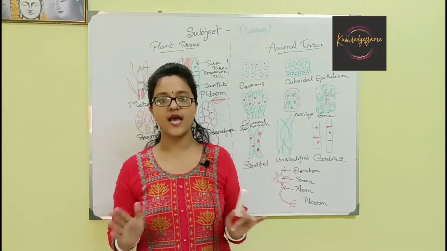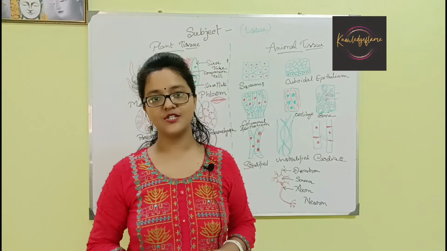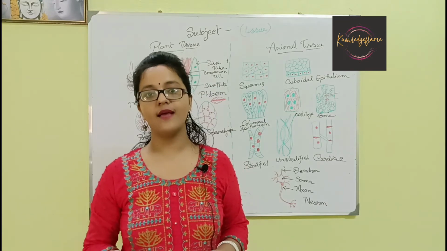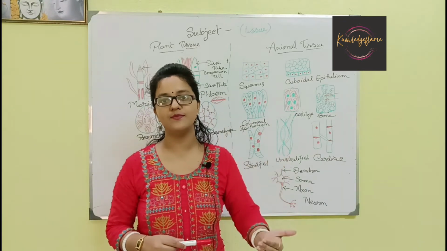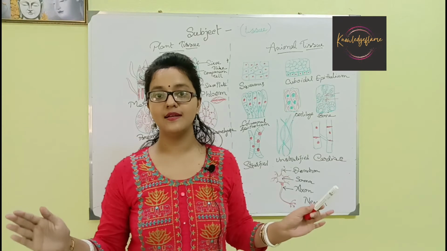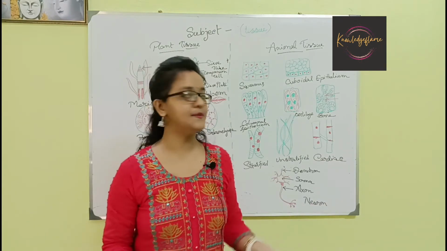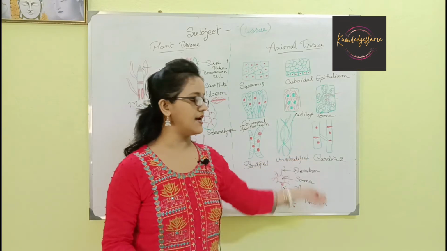The last two types of main tissue are muscular tissue and nervous tissue. First of all, we will discuss muscular tissue. Muscular tissue contains a specific type of muscle fiber and muscle protein. There are three types of muscular tissue: striated, unstriated, and cardiac.